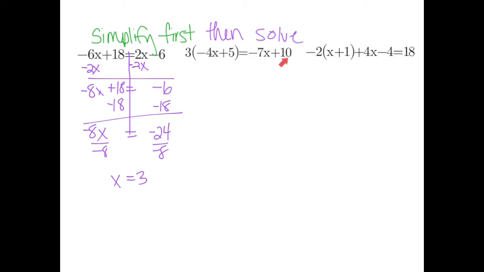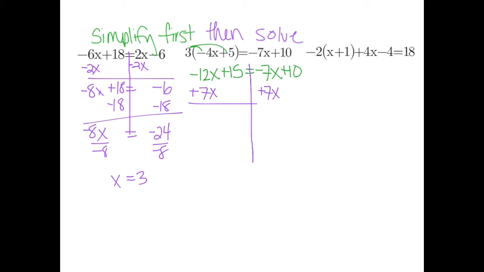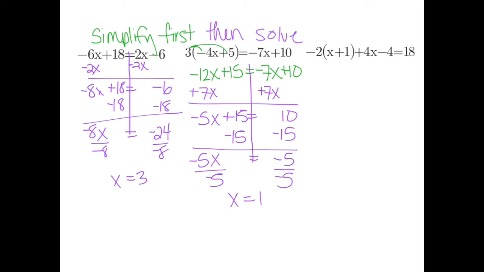Now, in the second problem, there is some simplifying to do here with this distribution on the left side. Nothing on the right. The right-hand side is completely simplified. So all I have to do is distribute the 3 by multiplying it. So I'm going to get -12x plus 15. And then I'm just going to rewrite the right-hand side. Nothing is changing there. But now both sides are simplified, I can go ahead and start solving. So notice that I switched colors because now I'm going to start using inverse operations to get variables on both sides to isolate the variable to finally get x equals 1.